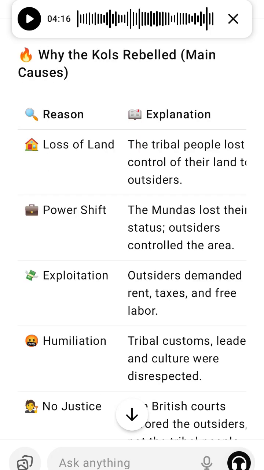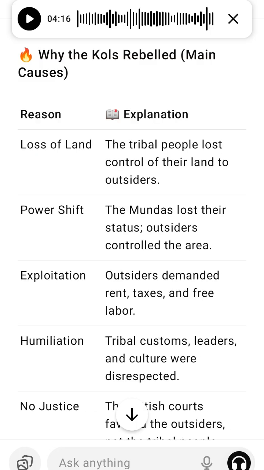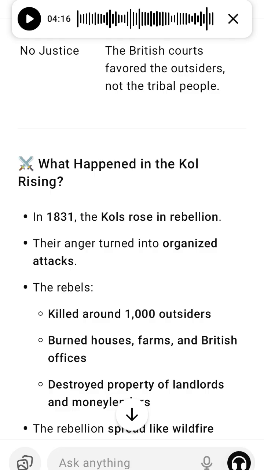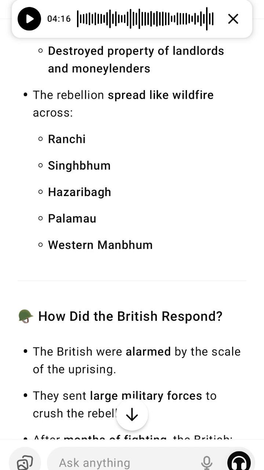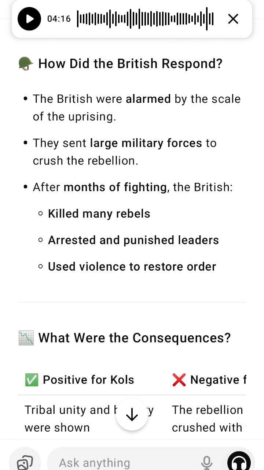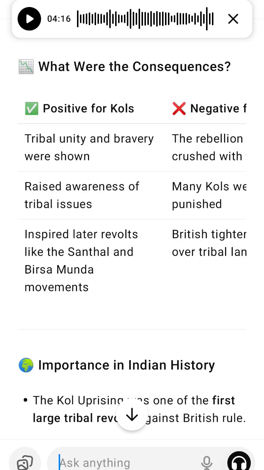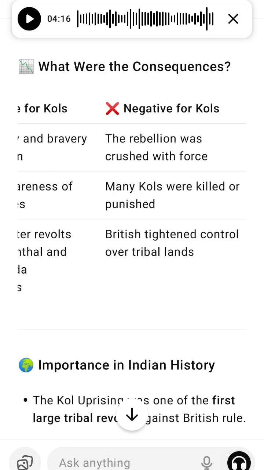Why the Kols rebelled? Causes. Reason, explanation. Loss of land: the tribal people lost control of their land to outsiders. Power shift: the Mundas lost their status. Outsiders controlled the area. Exploitation: outsiders demanded rent, taxes, and free labour. Humiliation: tribal customs, leaders, and culture were disrespected. No justice: the British courts favoured the outsiders, not the tribal people.